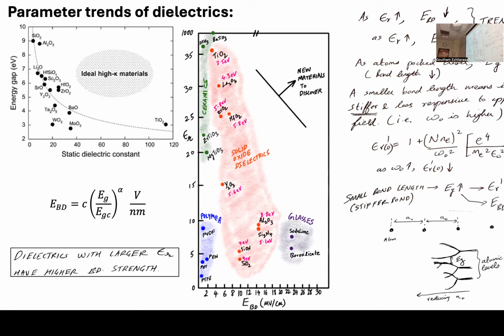Okay, so why is a dielectric with higher K easier to break down? Yeah, that's what I explained here. Look here, if you want a higher epsilon r, you need to lower omega naught, right? What is omega naught? It's a resonant frequency. So how do you lower the resonant frequency of mechanical resonance? By making the spring less stiff. If the spring is stiffer, it'll have a higher resonant frequency.